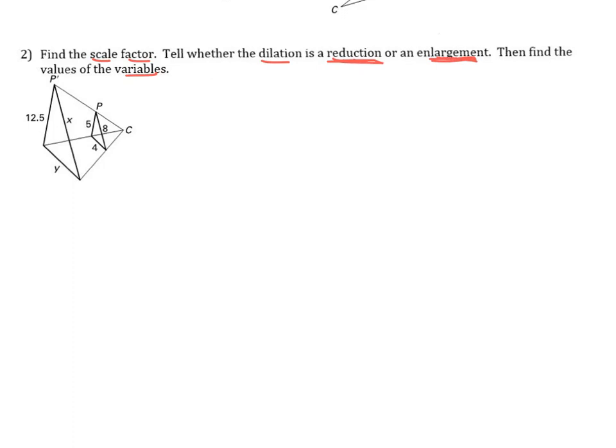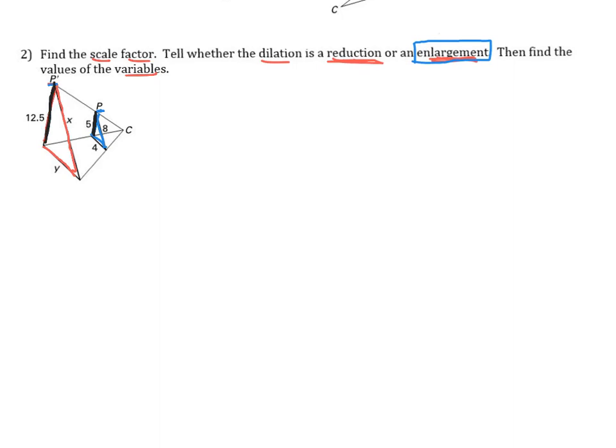So once again, this is my image, this larger triangle, P prime, to the left. And my pre-image is P, which is the smaller triangle to the right. So remember, we're going from P to P prime. It looks like right away it's going to be an enlargement. It's definitely getting bigger. And I can see that if I compare these two side lengths. So we went from 5 to 12.5.